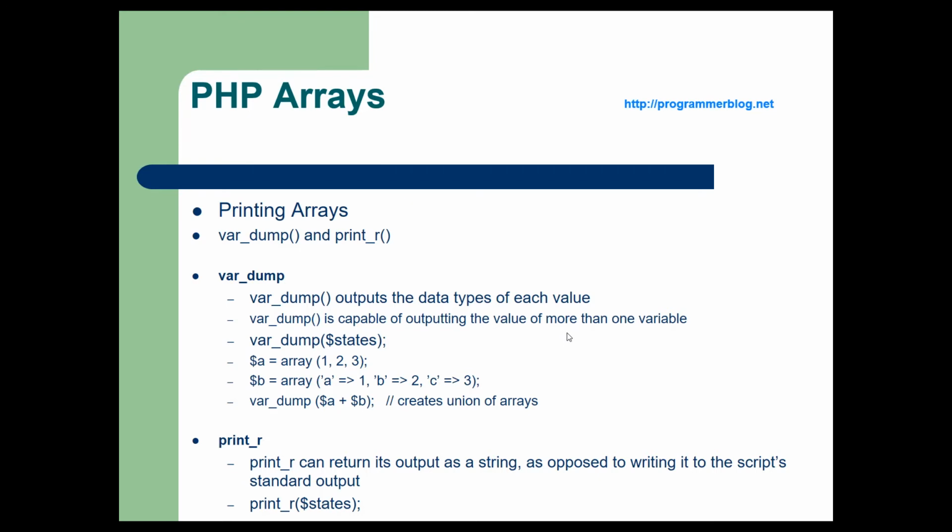During development, we often need to print whole array values. PHP provides us with the var_dump and print_r functions. The var_dump function can output the data type of an array, while print_r returns the output as a string. So let us see the var_dump and print_r methods.